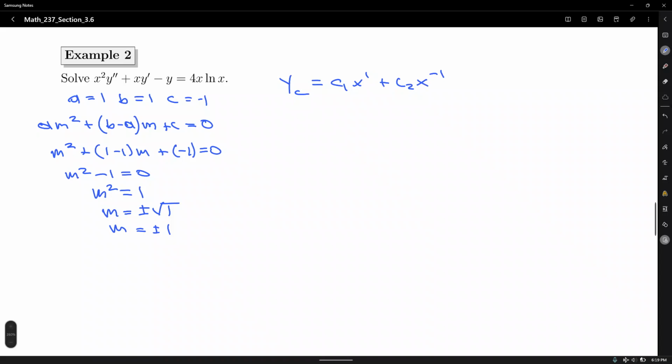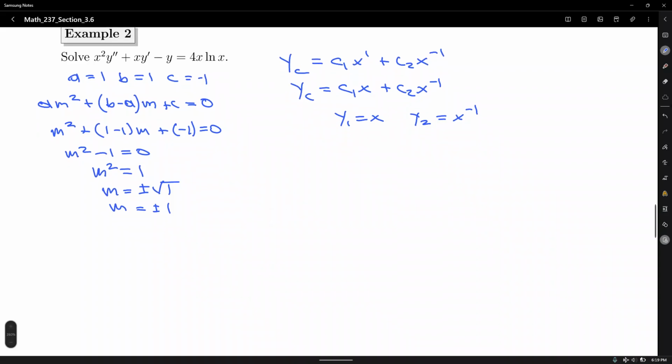All right. So from here, it would be worth doing the following. Let me rewrite simply yc equals c1 x, because x to the first is simply x, plus c2 x to the -1, where y1 equals x and y2 equals x to the -1. And the reason why I'm listing explicitly what y1 and y2 are is so we can set up our Wronskian. That Wronskian we need to find the particular solution in the variation of parameters.